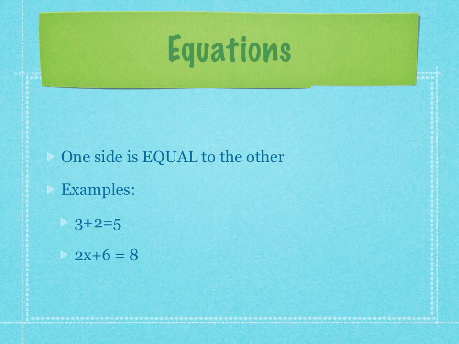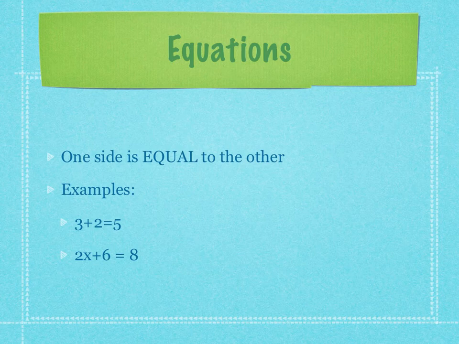We know that when we add 3 and 2 together, we do indeed get 5. So the two sides of that equation are equal to each other. They're two different ways of expressing the same quantity. The second example, 2x plus 6 equals 8, has a variable in it. And in order to make that expression be true, in order to make 2x plus 6 actually be equal to 8, there's only certain numbers that we're allowed to plug in for x.